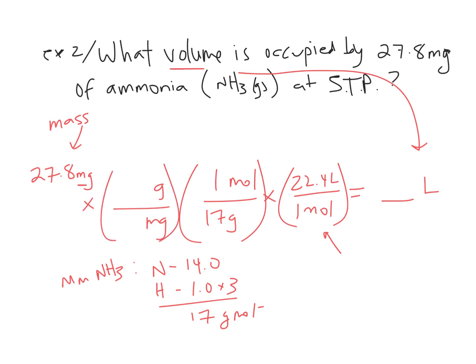And again, you could use, oh, there's 10 to the 3 milligrams in 1 gram, and divide. Or the standard way we've been doing it before is 10 to the minus 3 grams in 1 milligram. Okay? Now you go ahead and do the math there. You multiply 27.8 times 10 to the minus 3, divide by 17, multiply by 22.4. Check your units. They should all cancel out. Milligrams, milligrams, grams, grams, moles, moles, and leave you with the units of liter, which they do.